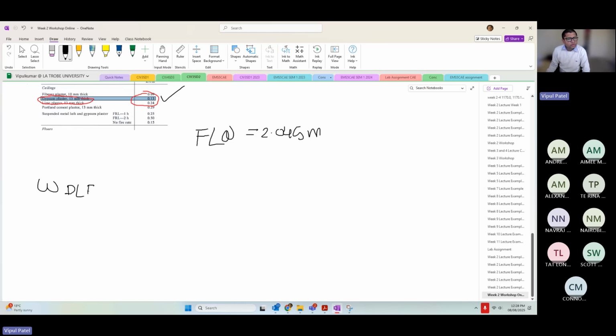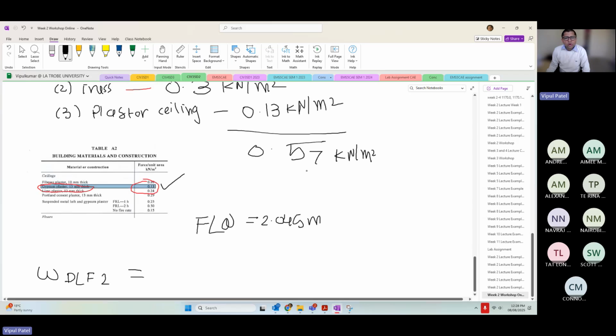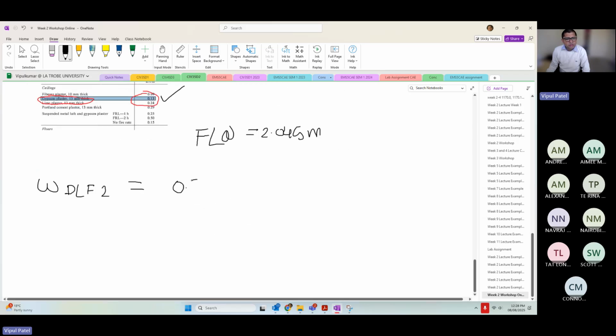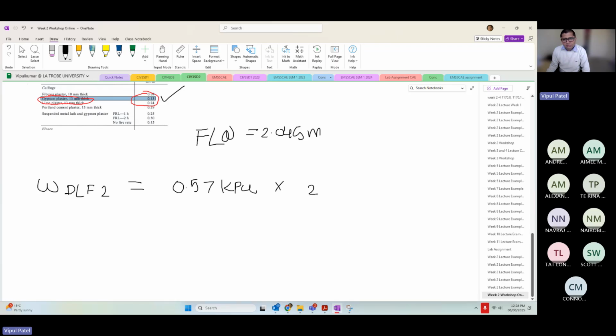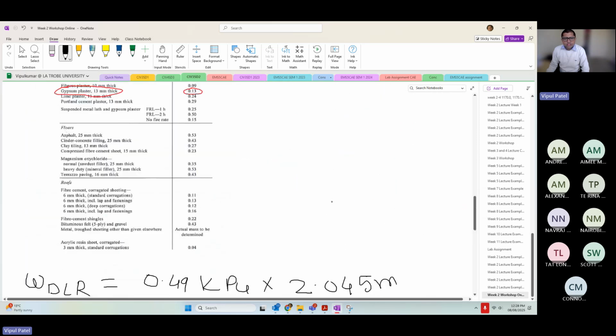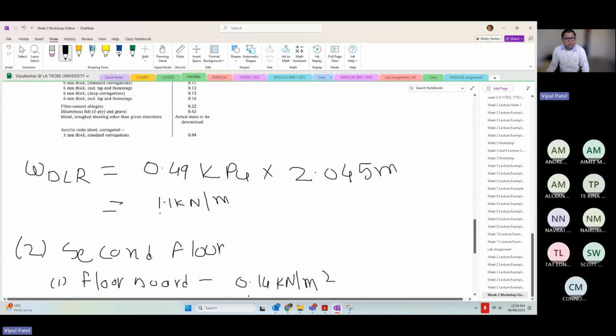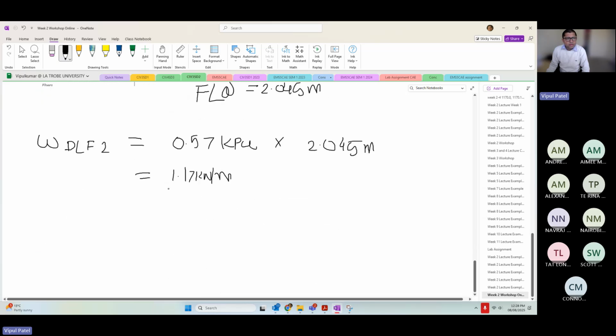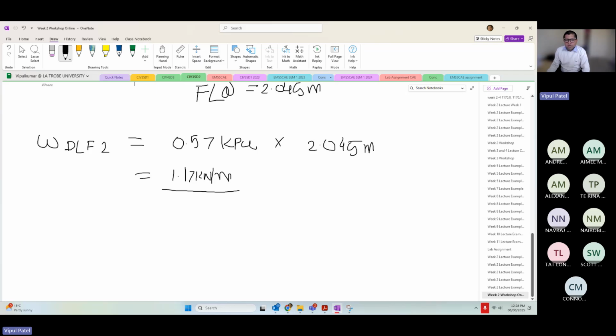So finally, the dead load coming from the floor 2 will be your 0.57 pressure multiplied by the perpendicular distance. 0.57 kilonewton per meter square times the perpendicular distance 2.045 meters. We would get a value of about 1.17 kilonewton per meter, right? Keep track of all these values. How much do we have from the roof? We got 1.1 kilonewton per meter. Then from the second floor, we got 1.17 kilonewton per meter.